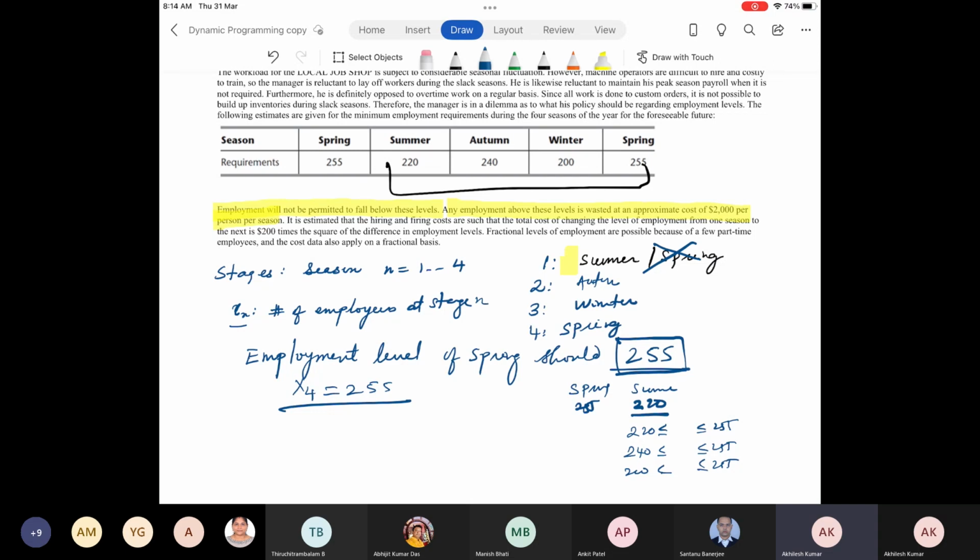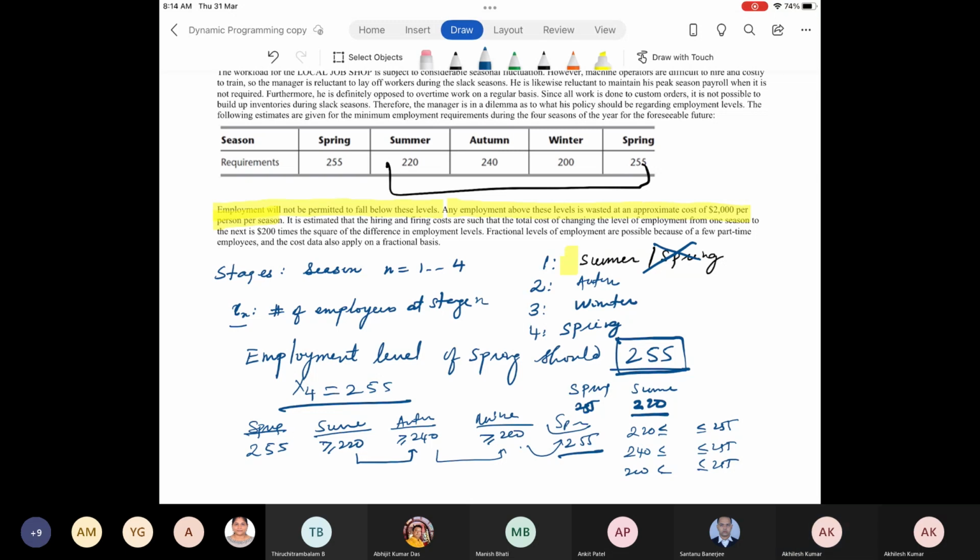So 255 is my spring. Then in summer, I will fire some people such that it is greater than or equal to 220. In autumn, I have to maintain that it is greater than or equal to 240. In winter, I have to maintain that it is greater than or equal to 200. So 220 to 240, 240 to 200. Again, spring will come. I have to take it back to 255. Is this clear?